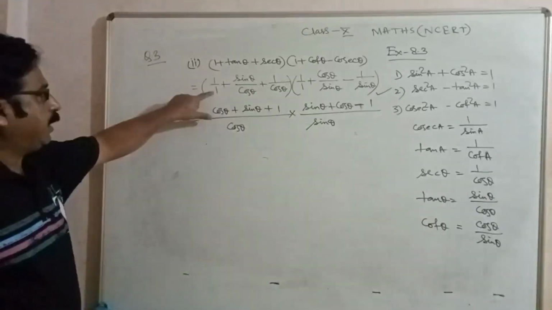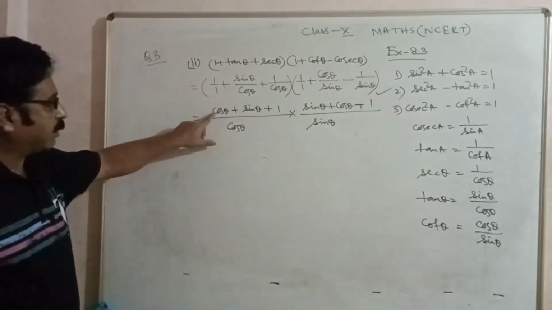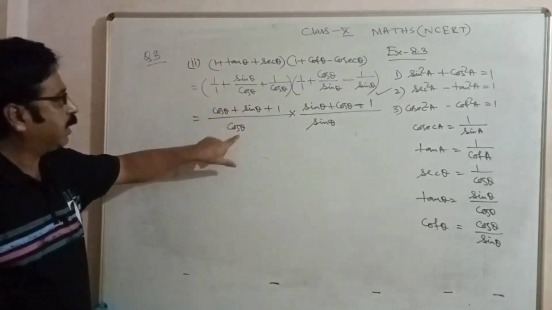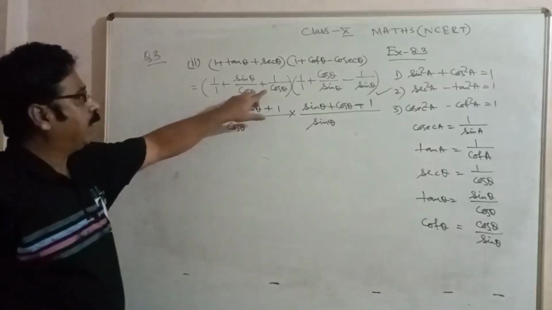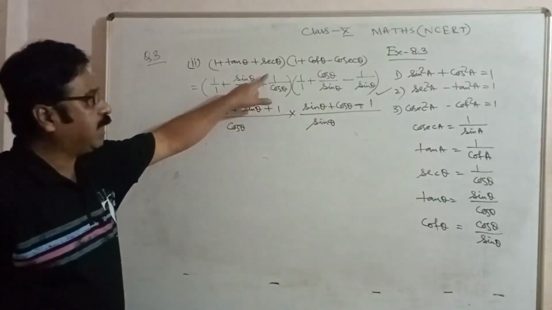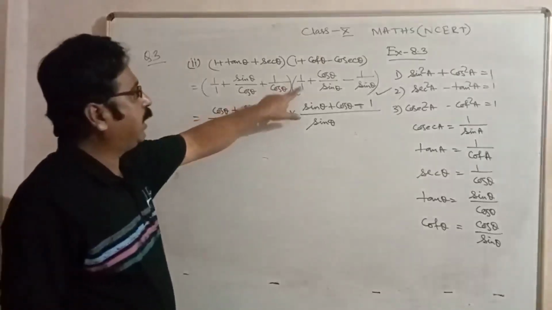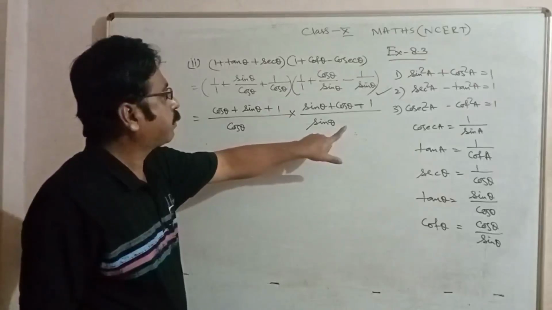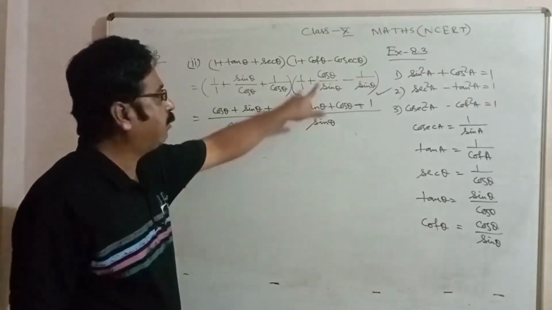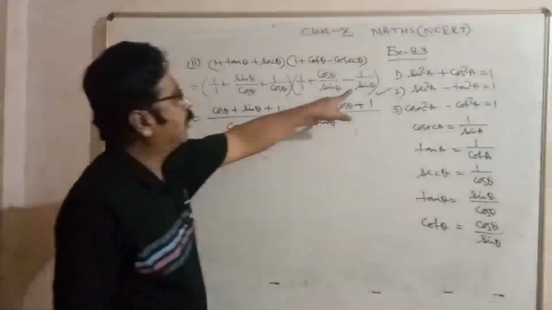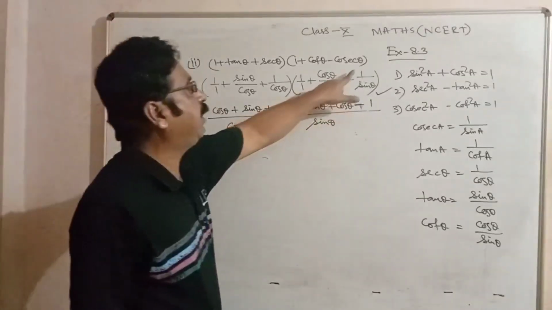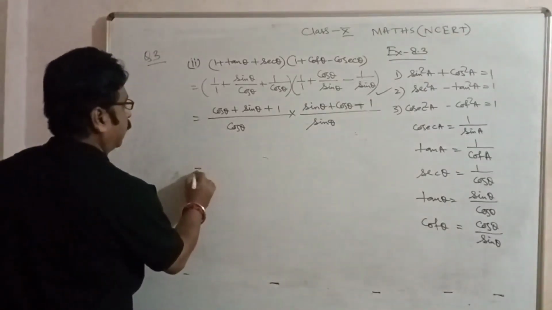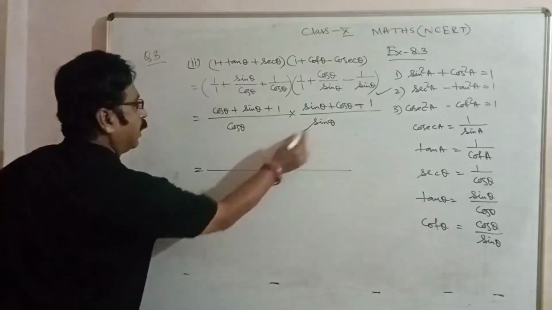See, 1 into cos theta is cos theta. Cos theta into 1 is cos theta. 1 into sin theta is sin theta. Sin theta into 1 is sin theta. 1 into cos theta is cos theta. 1 into 1 is 1. It is sin theta cos theta in the denominator.